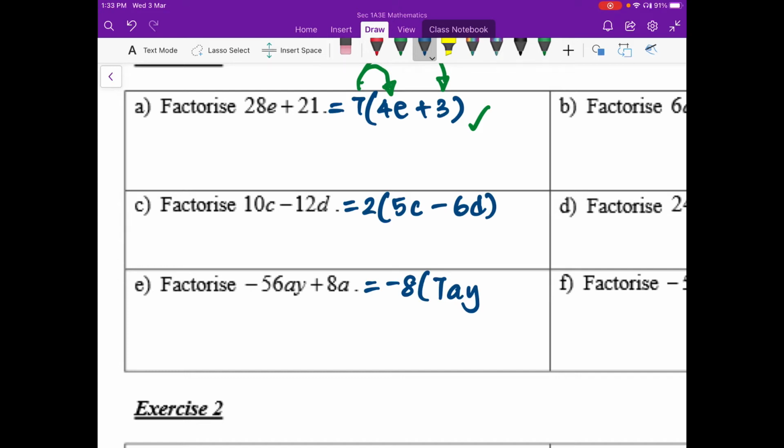Can you put what? Can you put? Okay, I'll get back to that in a short while. Part E first. Part E.